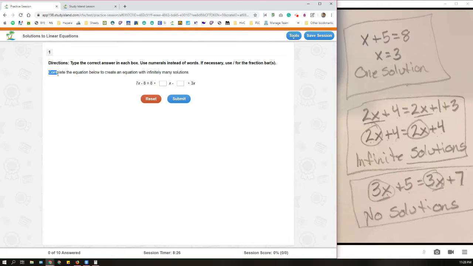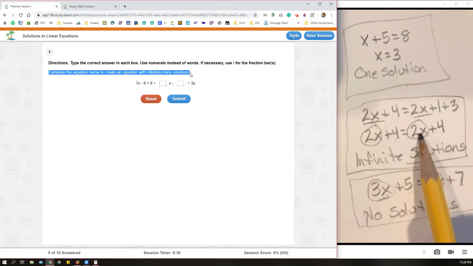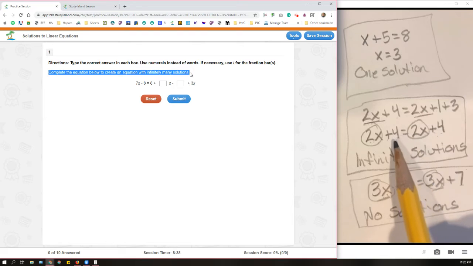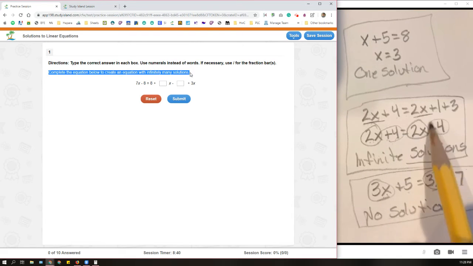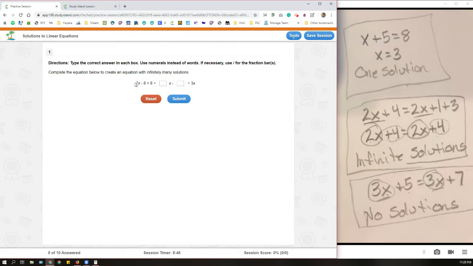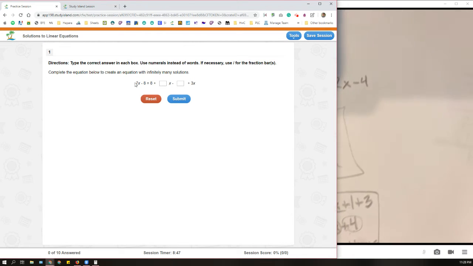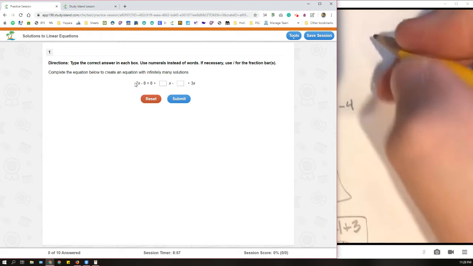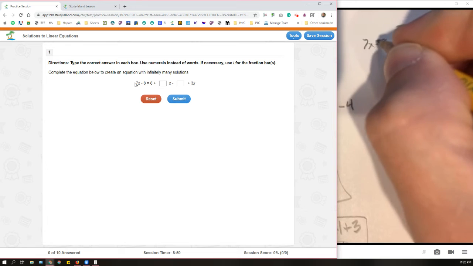The first problem says complete the equation below to create an equation with infinitely many solutions. So we want something like this. We want the x's on both sides to cancel each other out, and we want what's left after that to be exactly the same as each other. So let's look at the equation they gave us. They started us off with 7x minus 8. So let's go ahead and write that down, 7x minus 8. That's what's on the left side.